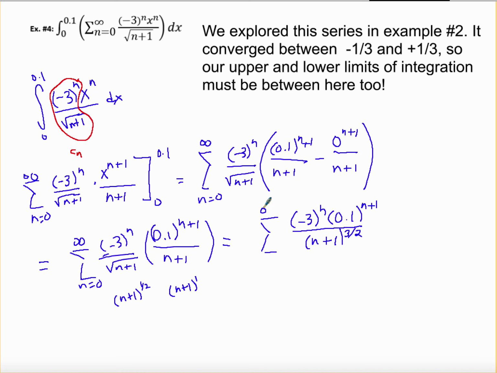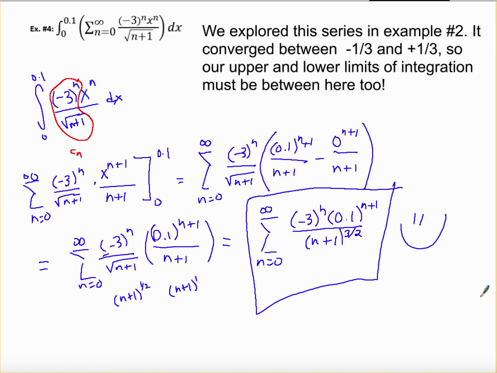And then don't forget, this is the sum from n equals 0 to infinity. I think that's as tidy an answer as we're going to get. And that's it, we're done. Yay! All right, my dears. So that's what we've got.